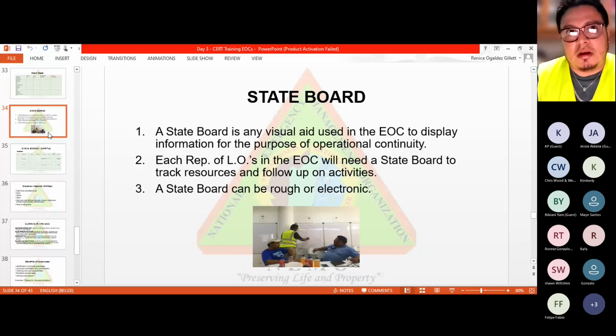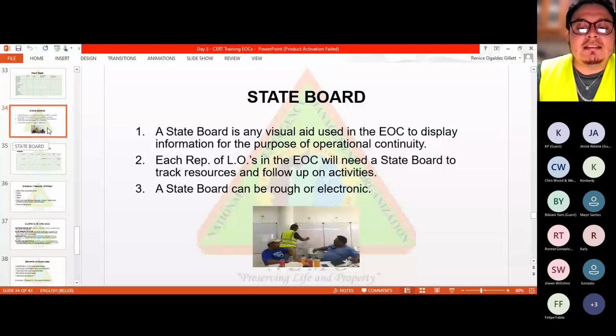Back then, when NEMO started operating, we didn't have whiteboards, and some not even chalkboards, so they had to improvise using shop paper or Bristol board. This is to actually display the information for the purpose of operational continuity.